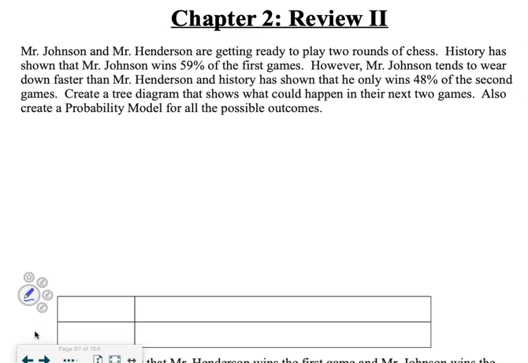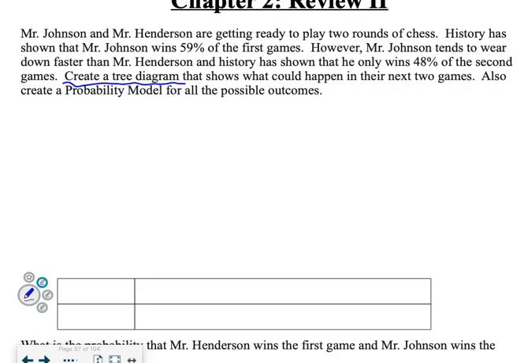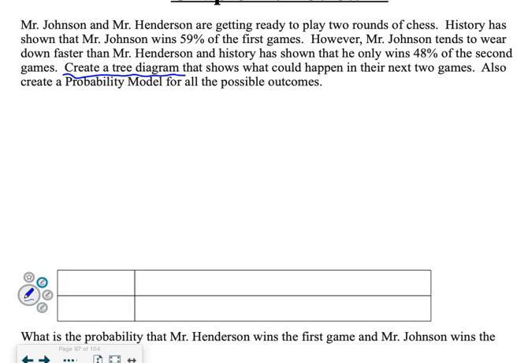Okay, so first thing you need to know is what are they actually asking me to do in this problem. First thing they want us to do is create a tree diagram of what could happen in the next 2 games for Mr. Johnson and Mr. Henderson. So they're going to play chess, and basically it's who could win. And so we could have Mr. Johnson win, or we could have Mr. Henderson win. Well, in the first game, Mr. Johnson usually wins 59% of the time, which means Mr. Henderson wins 41% of the time.